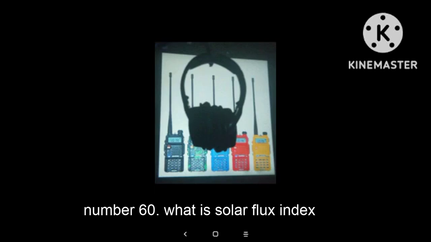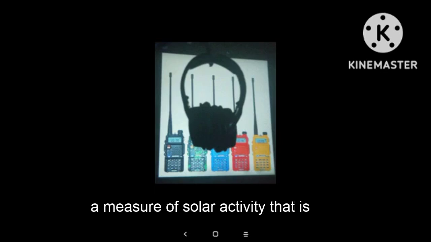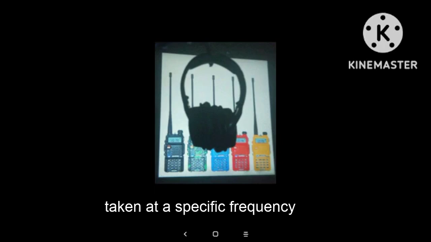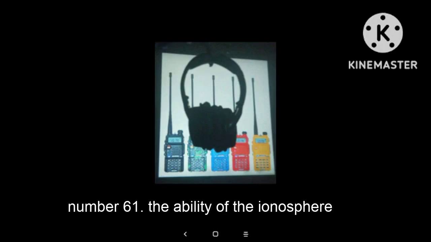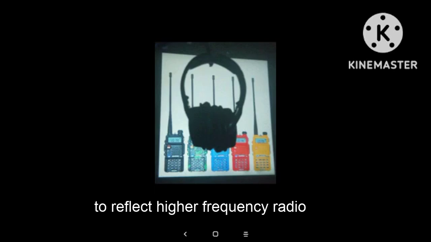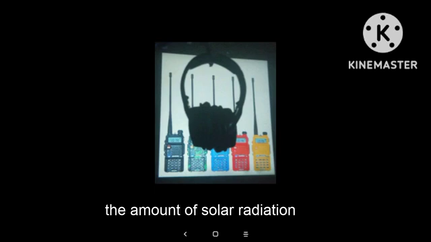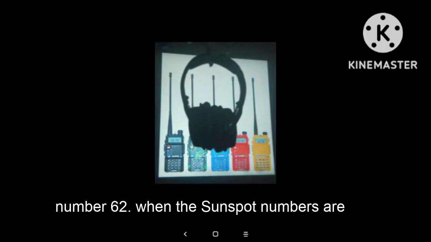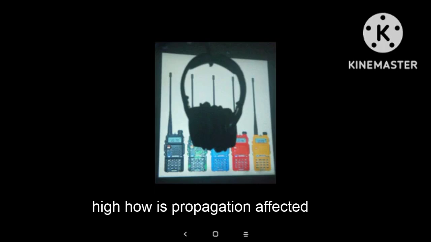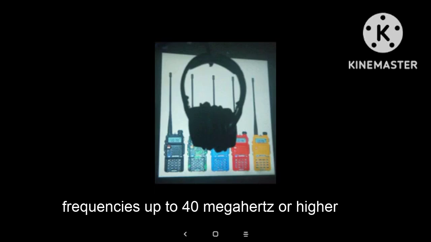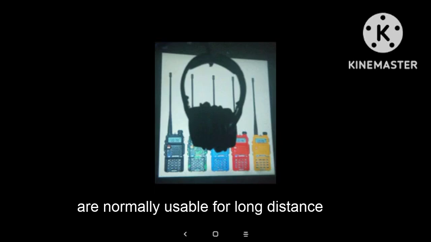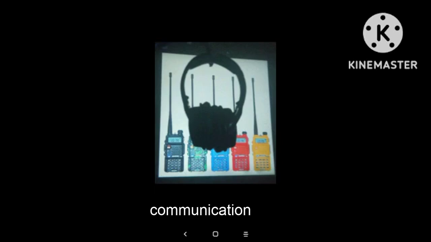Number 60. What is solar flux index? A measure of solar activity that is taken at a specific frequency. Number 61. The ability of the ionosphere to reflect higher frequency radio signals depends on the amount of solar radiation. Number 62. When the sunspot numbers are high, how is propagation affected? Frequencies up to 40 megahertz or higher are normally usable for long-distance communication.